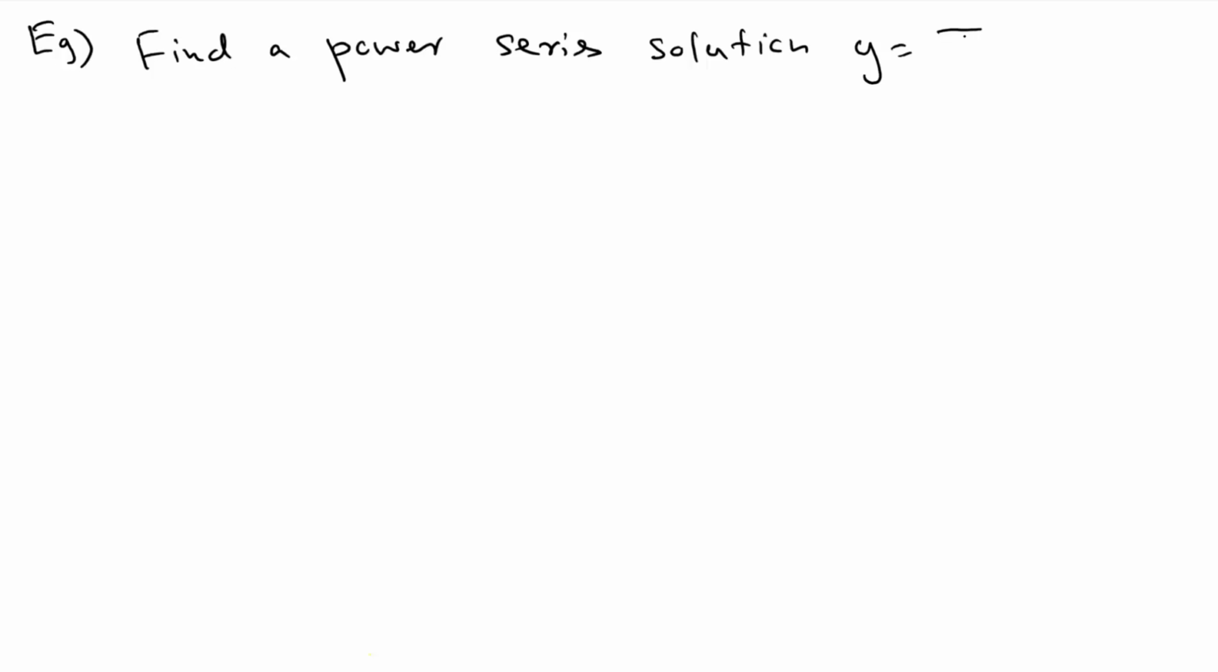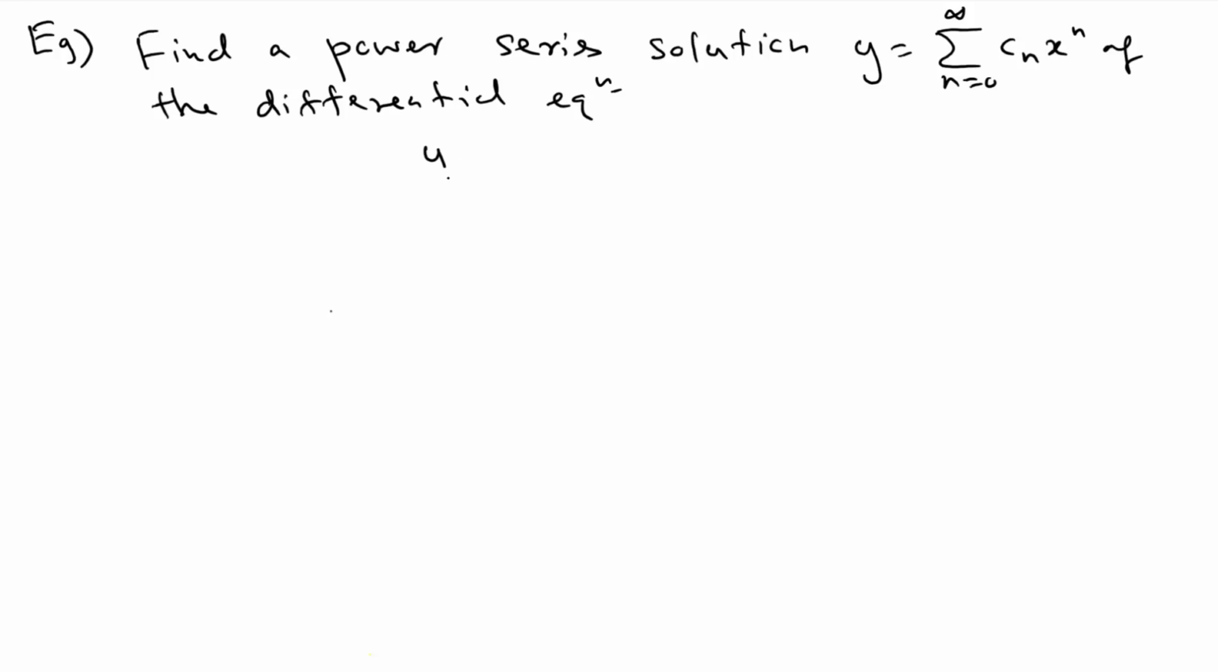y equals sigma, n going from 0 to infinity, cₙxⁿ. Find a power series solution of the differential equation y prime plus y equals 0. I mean, that's the easiest one that we can handle. So let's do the easiest first and see what's going on, and then we can do some harder ones.